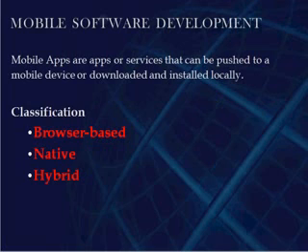Mobile software development is the process of creating software which can be used on mobile devices. It also refers to the creation of special web applications for mobile devices. We can classify them as browser-based, native, and hybrid. Browser-based applications are developed in markup languages. Native-based has a runtime environment. Hybrid needs a browser for discovery.